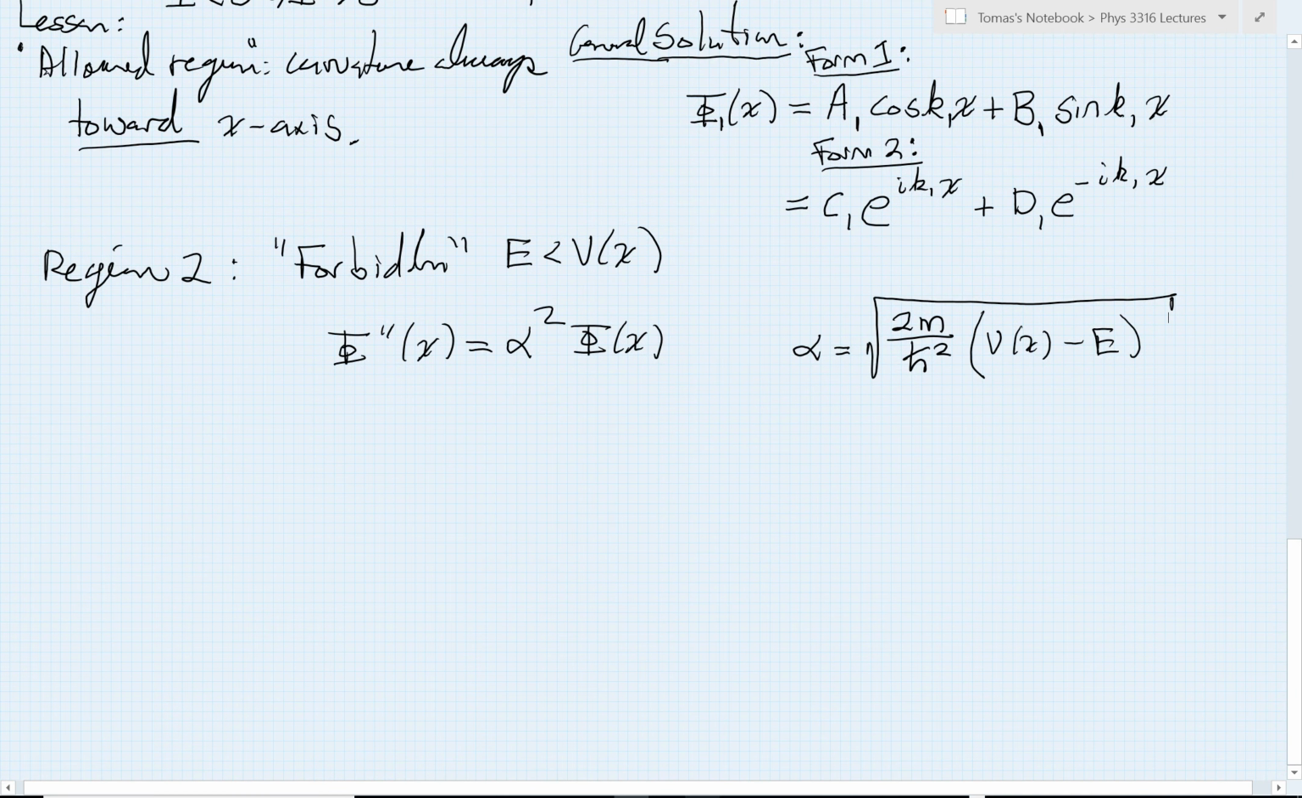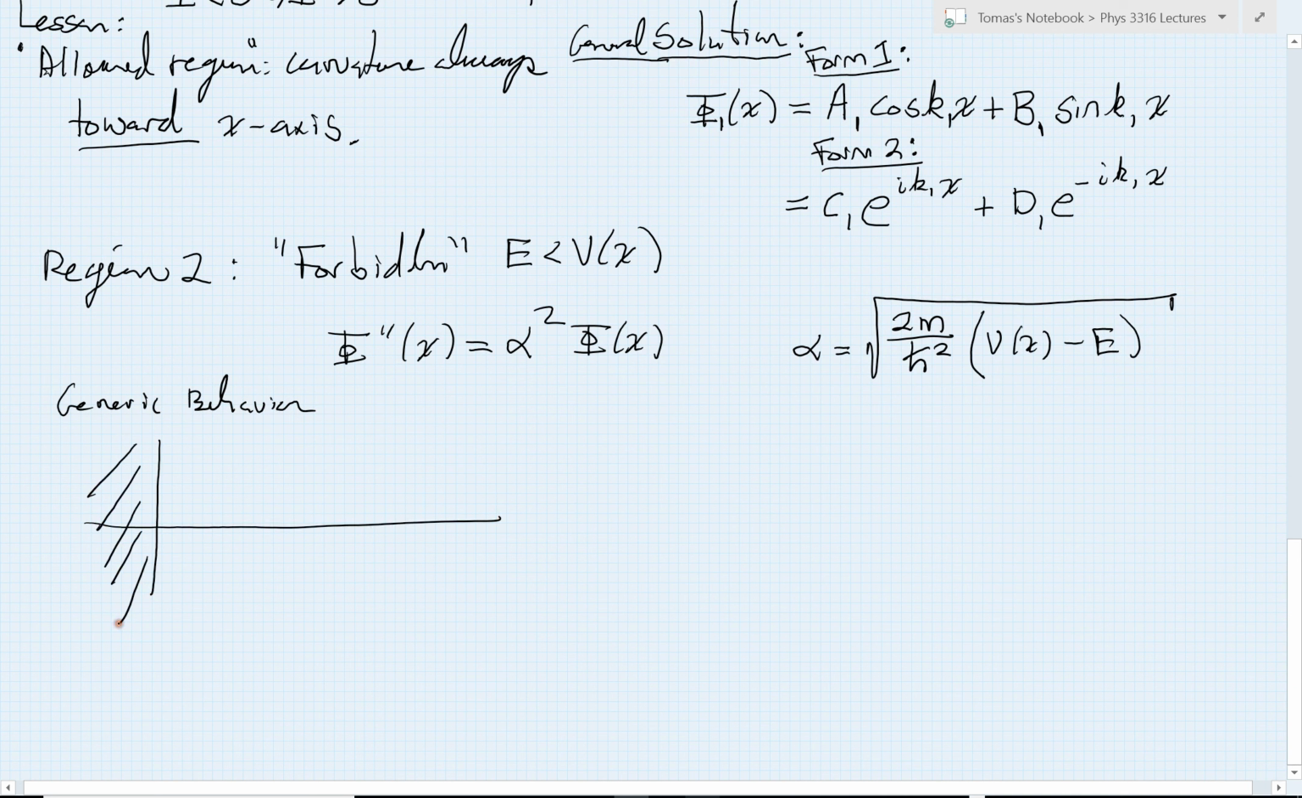Now, we can again consider the generic behavior that we would expect to see. So the generic behavior in this case, I will sketch it for you, just concerns the wave function, of course, in the region for which we're solving. So that really is just my region 2. But it could be any forbidden region at this point.